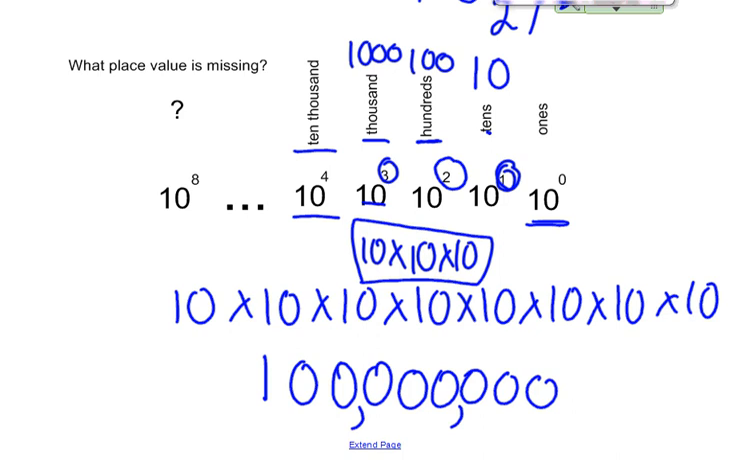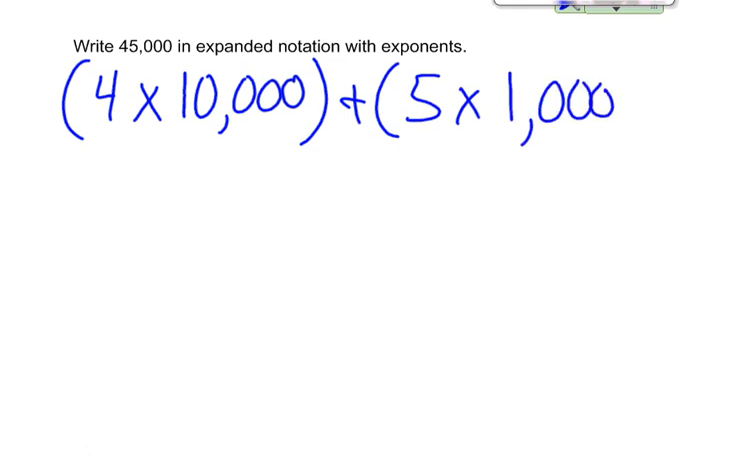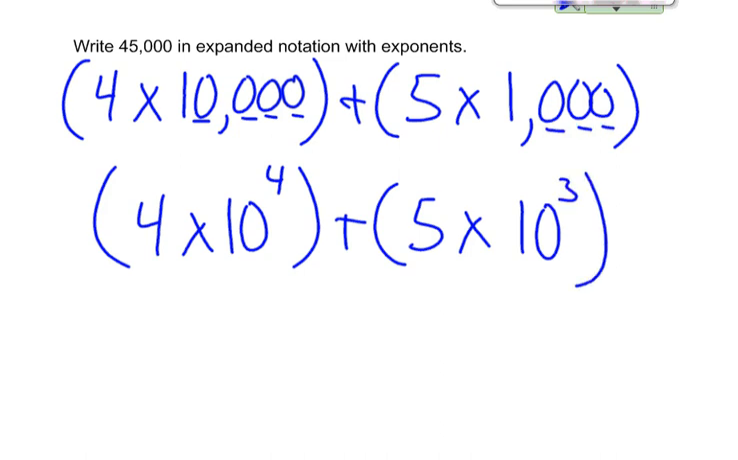How can we apply this then? We can use a number like 45,000 and write it in expanded notation with exponents. In the past, we would write 4 times 10,000 plus 5 times 1,000. But now that we understand exponents, we can say 4 times 10 to the fourth, plus 5 times 10 to the third power. And so we have expanded notation.